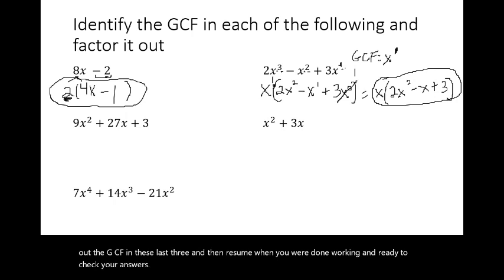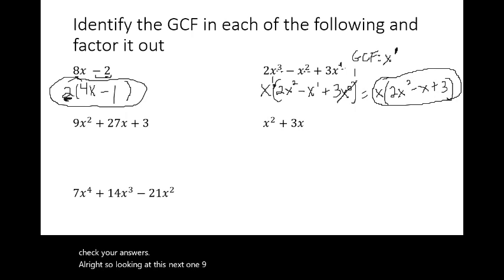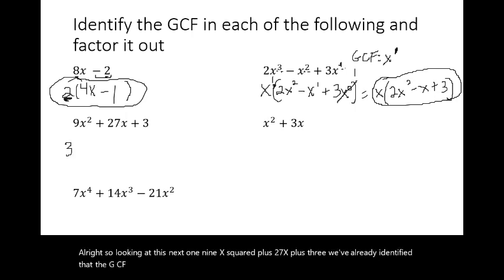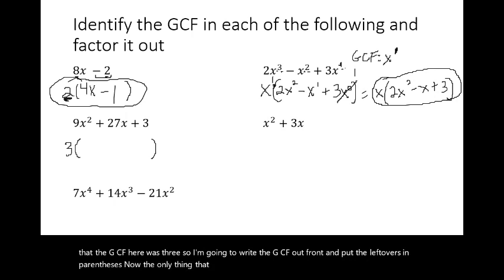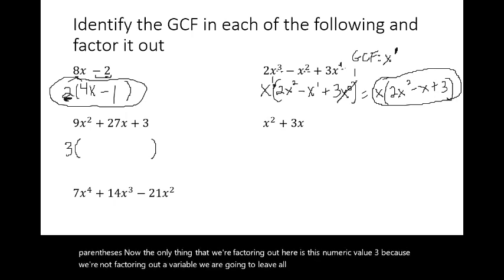All right, so looking at this next one, 9x squared plus 27x plus 3, we've already identified that the GCF here was 3. So I'm going to write the GCF out front and put the leftovers in parentheses. Now, the only thing that we are factoring out here is this numeric value 3. Because we are not factoring out a variable, we are going to leave all variables and all powers alone.